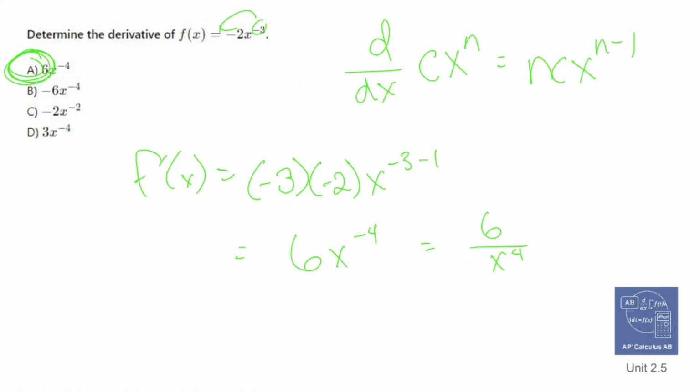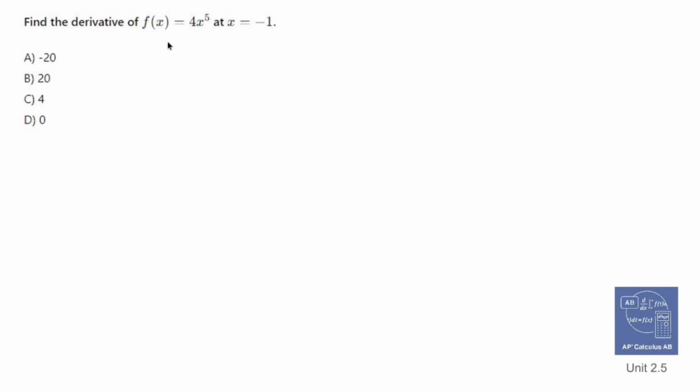Fun stuff. Find the derivative of f of x equals 4x to the fifth at x equals negative 1. This requires what's called the power rule. The power rule says that if you take the derivative of some number times x to the nth, you are going to take that n, multiply it to c, and then subtract 1 from n. So that's not going to be any different here.